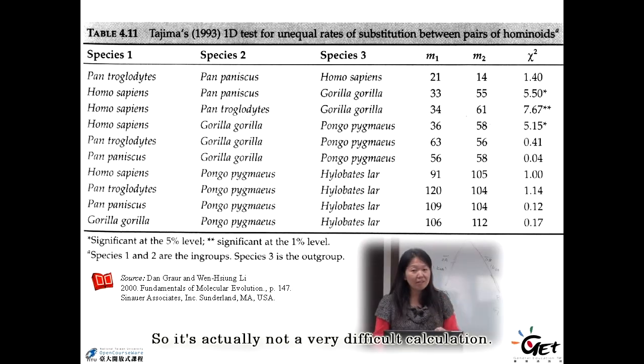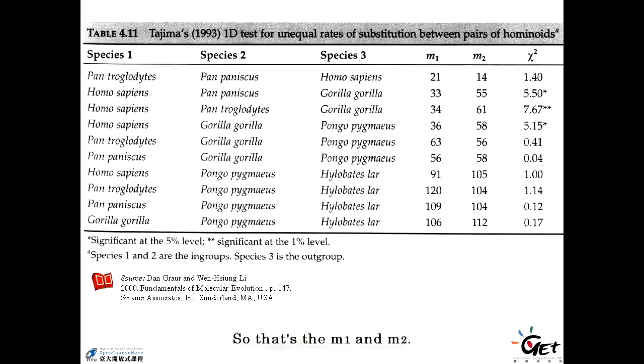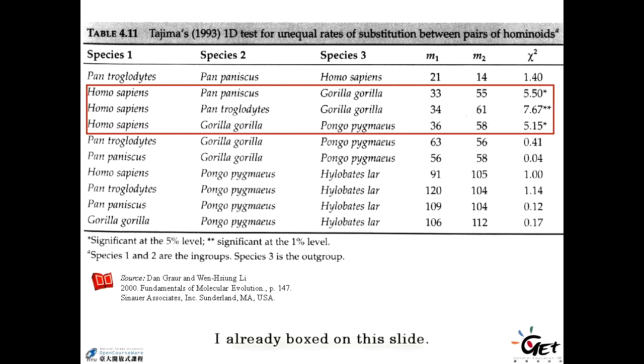So actually, it's not a very difficult calculation. Just count the numbers on each lineage and ask whether the numbers are the same or not. So that's M1 and M2. And here, just look at all the comparisons. And immediately you can spot the statistical differences. I already boxed it on this slide. So the lineage leading to humans is the one that evolved very differently from all the rest. And actually it evolved slower in this lineage.